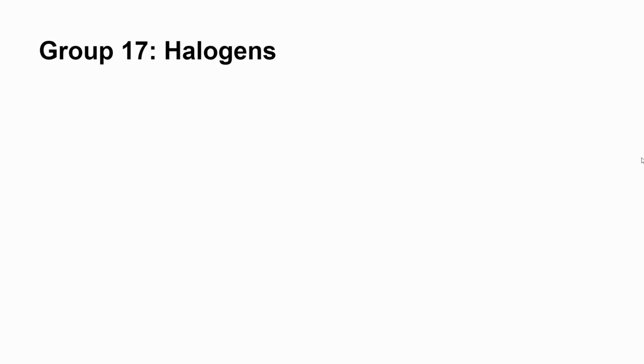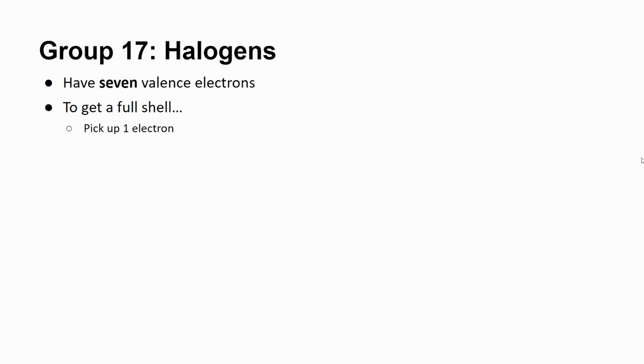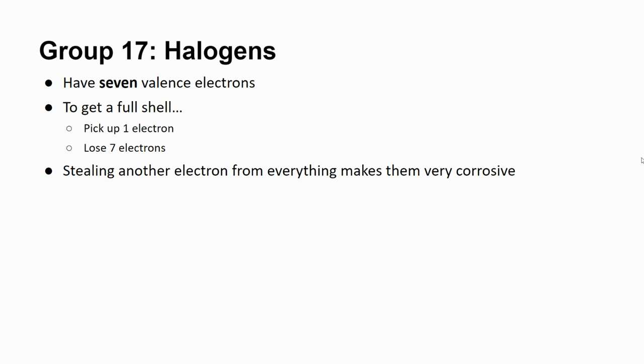Group 17, the halogens, so way over next to the noble gases, these have 7 valence electrons. And so in order for them to get a full shell, all they need to do is pick up 1 electron. They're so close. The other option is to lose 7 electrons, but that would be quite a big deal for that to happen. And as we'll learn about in the subsequent lecture, you'll see that that's quite unlikely. So if they can steal an electron from another atom, then everything would work out quite well.